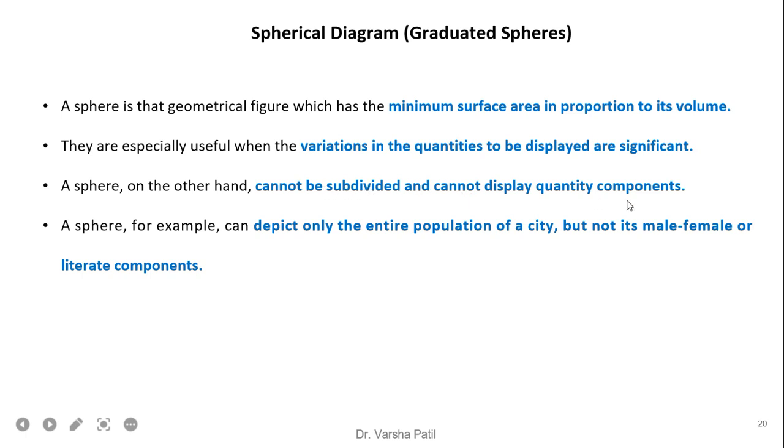This is a very important point to understand. So it will display the entire quantity as a whole. For example, it can depict only the entire population of a city but not its male, female or illiterate, literate components.